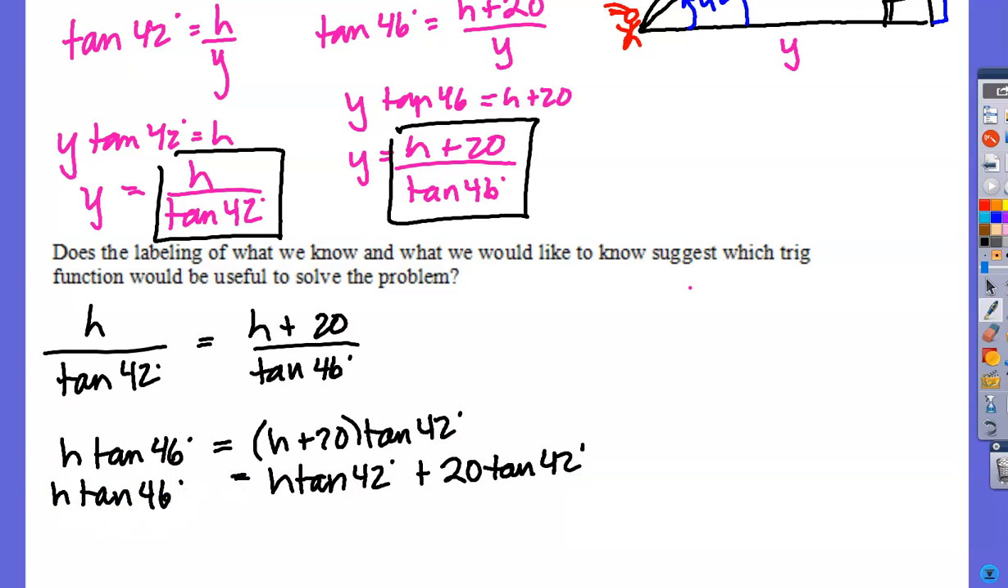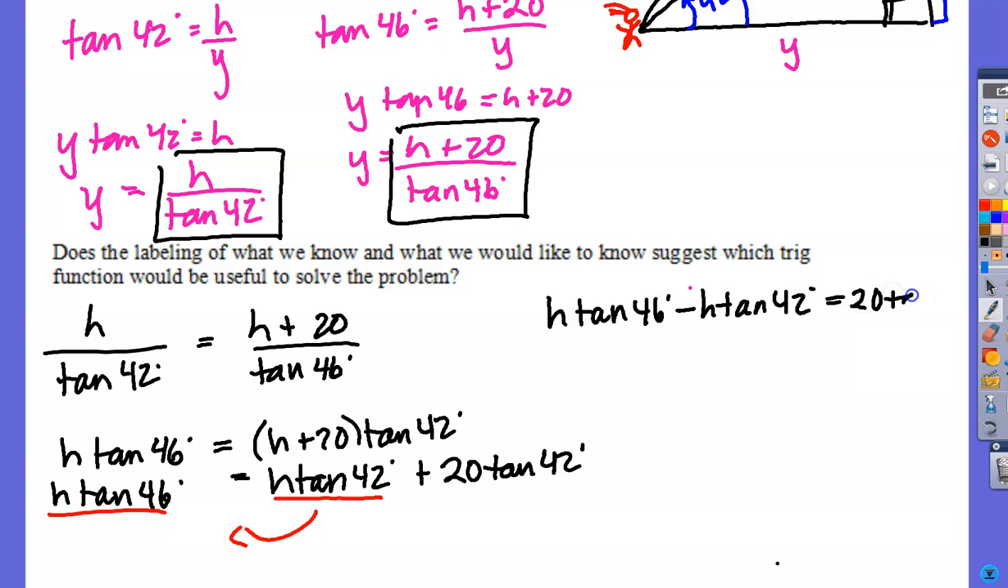And then the only way for me to solve for h is to get any term that has an h on the same side. So I'm going to go ahead and subtract this guy and move it over there. So I would have h times the tan of 46 minus h times the tan of 42 equals 20 tan 42, which is just a number. So now what can I do to get h alone? I can factor it out. That's why I needed to bring the h terms to one side.